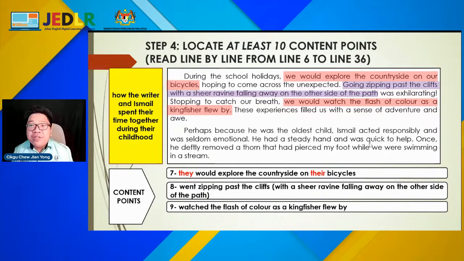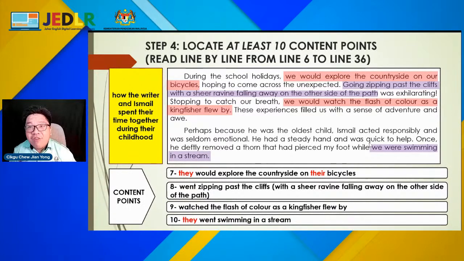Once, he deftly removed a thorn that had pierced my foot while we were swimming in a stream. Any content point? Yes, the last part. They were swimming in a stream. So that's how they spend their time together. Okay, remember to change we to they. Okay, removing a thorn is not considered. Why? Because it's just a response. Ismail's response when they met with an accident. It's not how they spend their time together. Clear? So now we have 10 points. Last part.